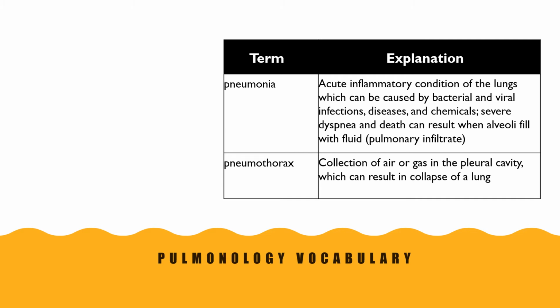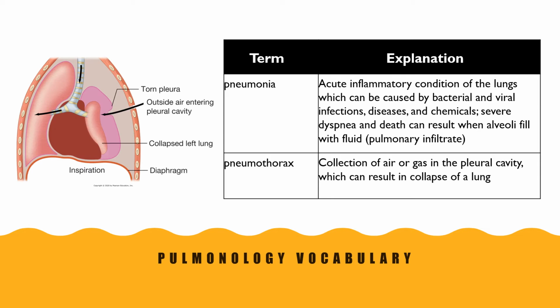Pneumonia is an acute inflammatory condition of the lungs that can be caused by bacteria or viral infections, diseases, and chemicals. Severe dyspnea and death can result when the alveoli fill with fluid called pulmonary infiltrate. A pneumothorax is a collection of air or gas in the pleural cavity, and this can result in a collapsed lung.